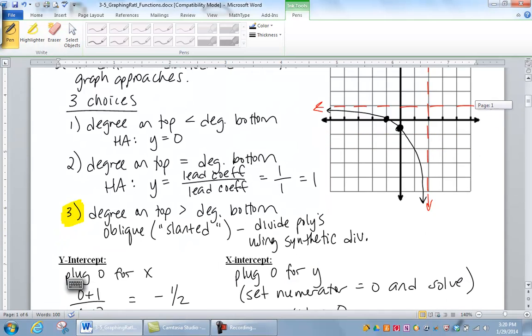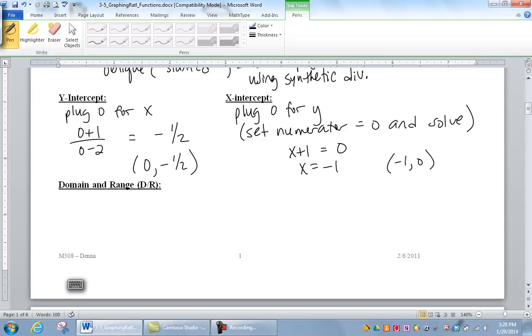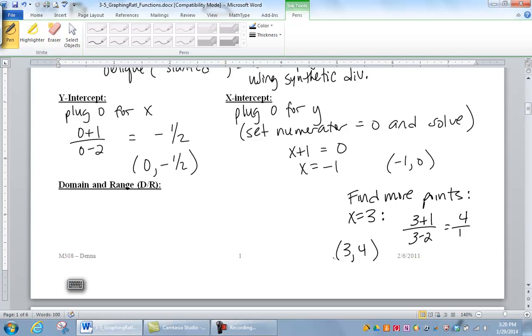So in order to find more points, let me come down here and have a little bit more room. Find more points. Like I said, I'm going to plug in x equals 3, figure out where the y value is, just so I can get one more point and then I'll know what the shape looks like. So at x equals 3, I'm going to plug that into my original equation. So 3 plus 1 over 3 minus 2. That's 4 over 1. So the ordered pair (3, 4) is another point on my graph.